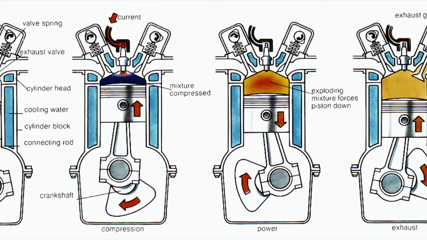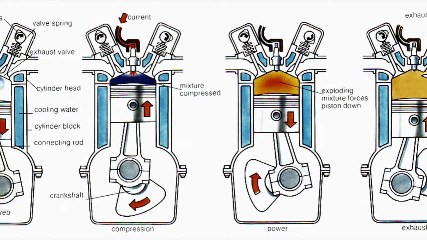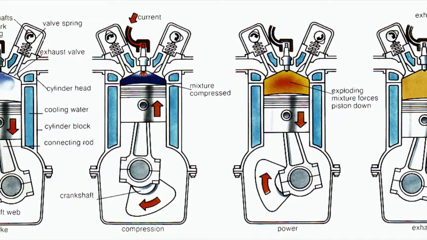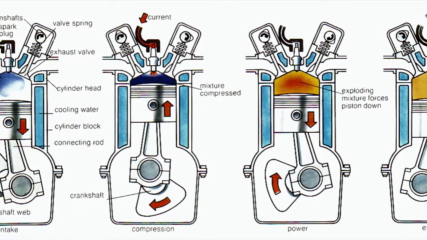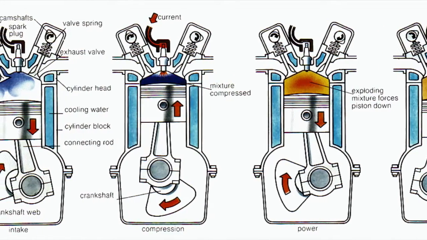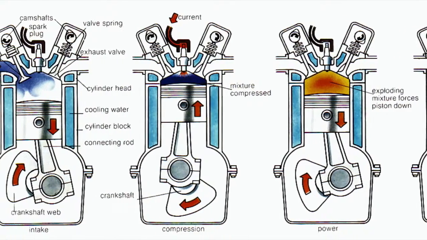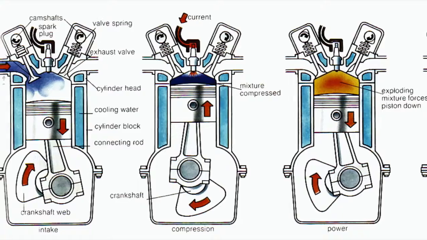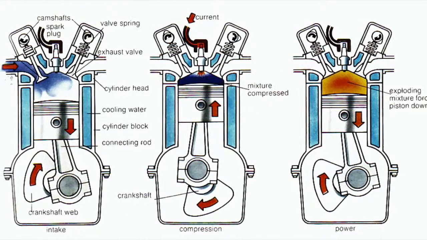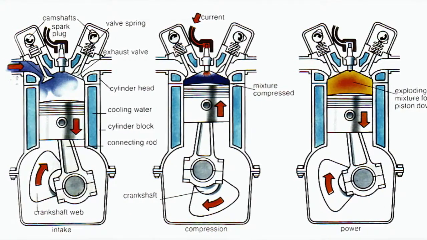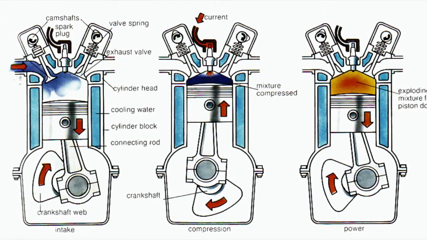In the intake stroke, a mixture of air and fuel goes through the carburetor, and then in the compression stroke, that mixture is compressed until, in the power stroke, it reaches a certain point where the spark plug ignites that mixture, causing an explosion. The fumes from that explosion are then released in the exhaust stroke.